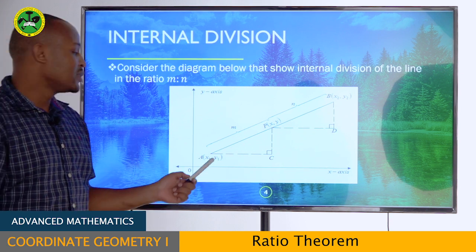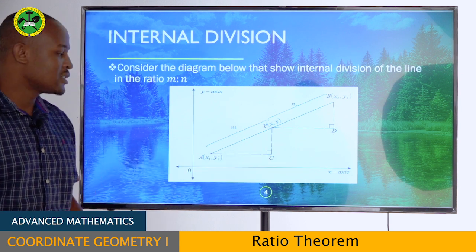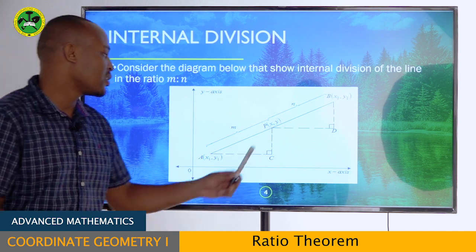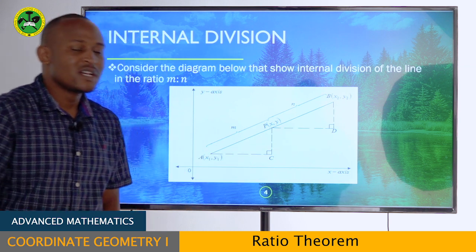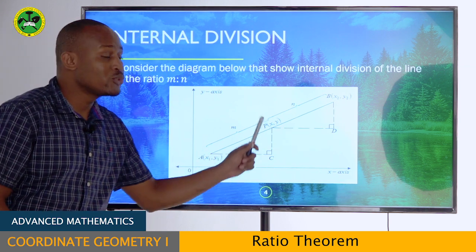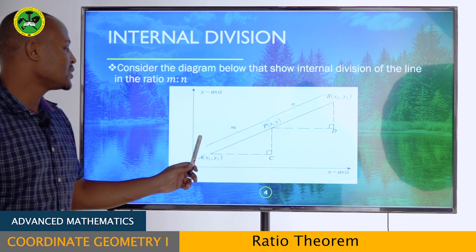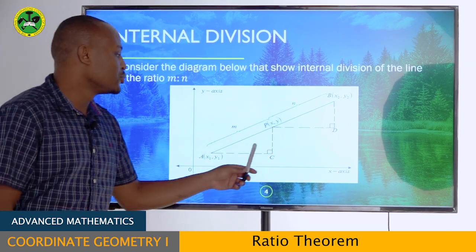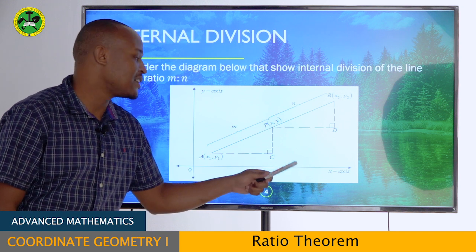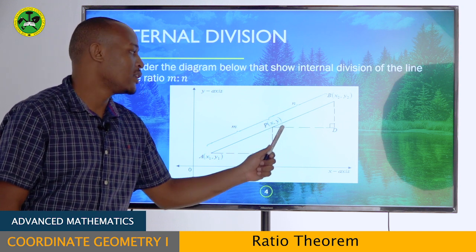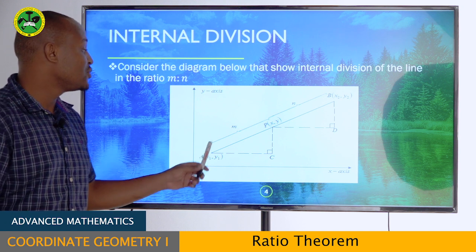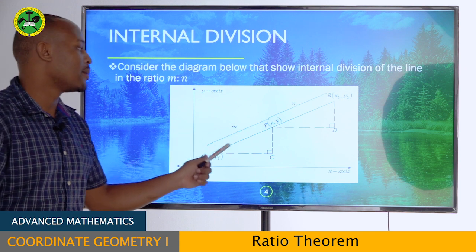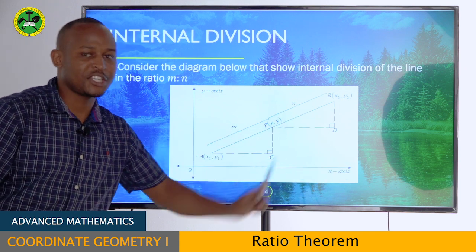And then you will see that these two triangles, triangle ACP is similar to triangle PDC. So we shall use those two triangles and use the laws of similarities, or the theorem of similarities, to show how we can find the values of x and y so as to obtain the point that divides the line internally in a ratio m/n. So let's check it out.